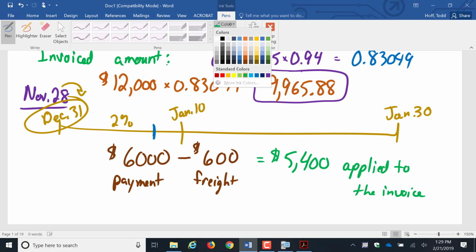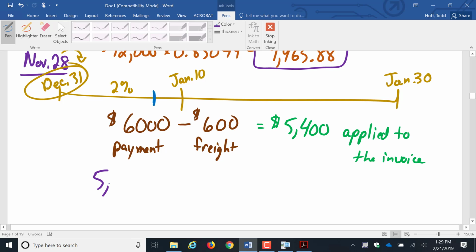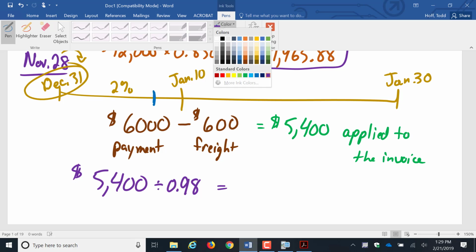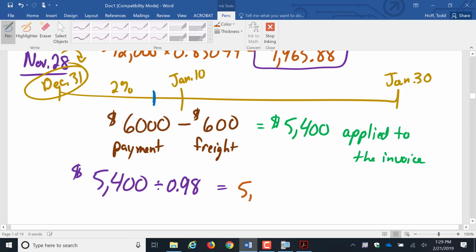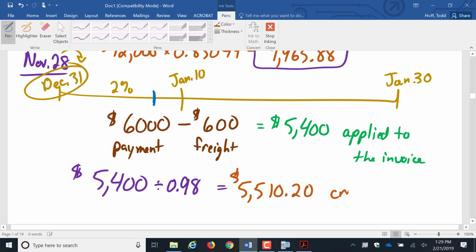So now that amount does receive that 2% cash discount. So we take the $5,400 and the complement of 2%. 100 minus 2 is 98, so that'll be 0.98. So we're going to divide 5,400 by 0.98. So we get $5,510.20 is the credit to the invoice.